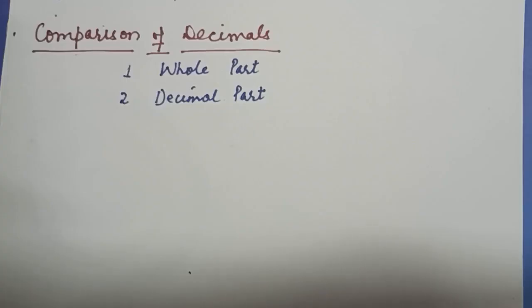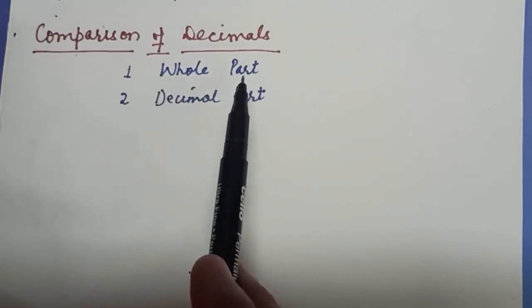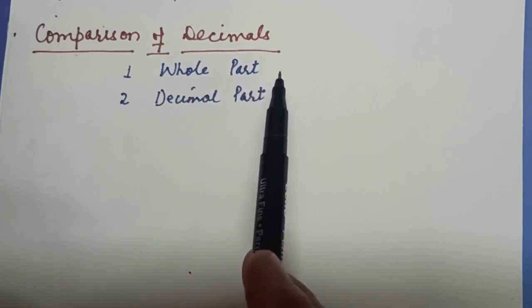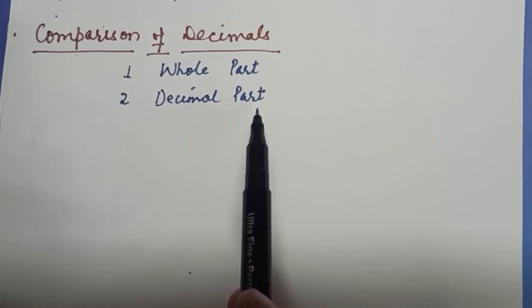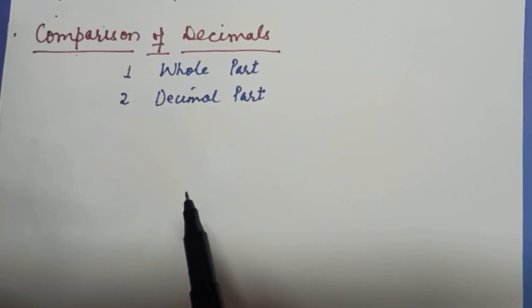Next is comparison of decimals. Comparison of decimals means to find the greater and smaller numbers. When we have to find the greater and smaller number among decimal numbers, the first step is we compare the whole part of the numbers. Alright, if the whole part of two numbers is the same, then we compare the decimal part of the numbers. So let us discuss it with the help of an example.